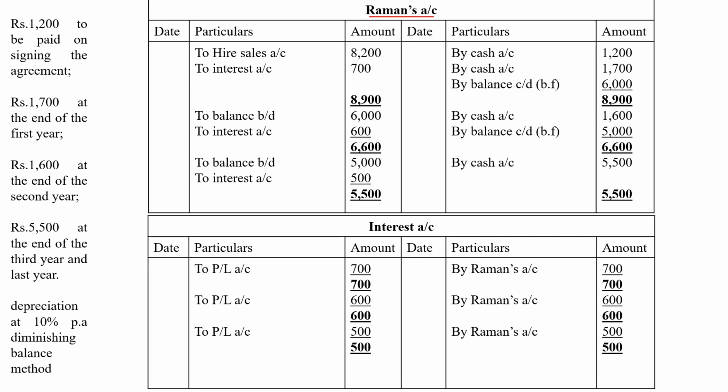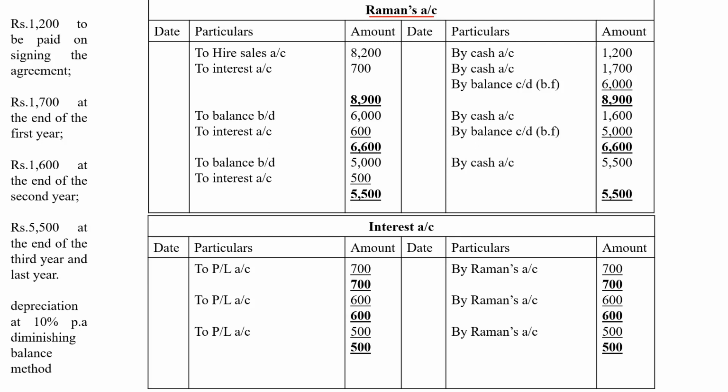As I told you previously, in the first year we have 4 entries. Since he is the hire vendor, he is the seller, he is selling the asset, he receives the down payment, interest becomes due, and the first installment amount is received. We have to look at it from the point of view of the seller: the asset is sold, down payment is received, interest becomes due, and the first installment amount is received.